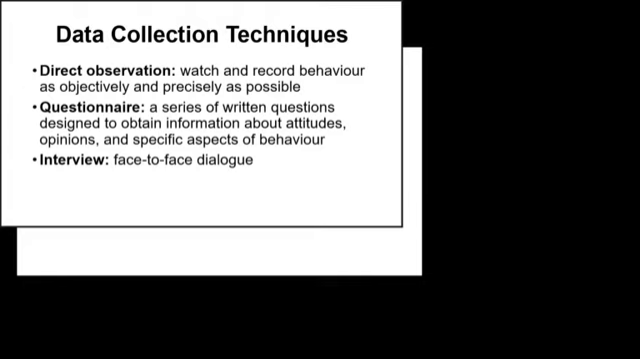The first of these is direct observation. So this is when you watch and record behavior as quickly and precisely as possible. So this might be you sit on a bench and have a notebook and you record the number of cars that drive by in a specific time window. Or maybe you could use a video camera and count how many people walk into or out of a particular door in a day. Both of those would be direct observation.